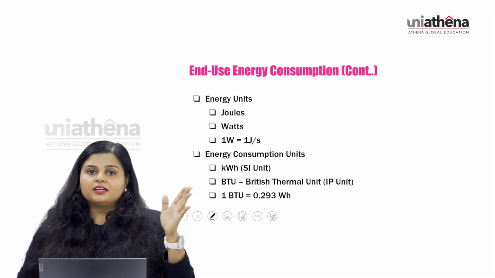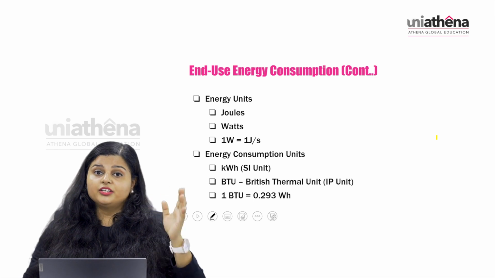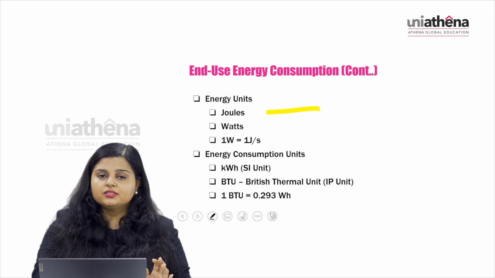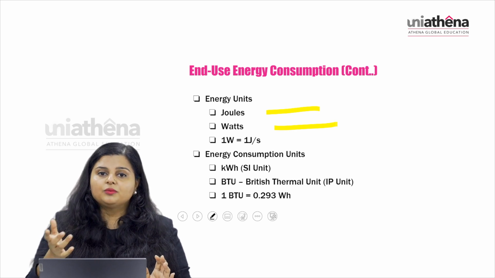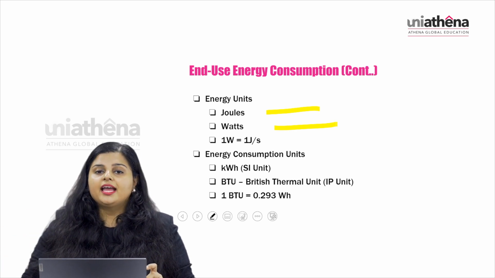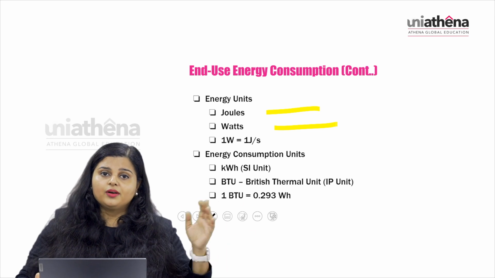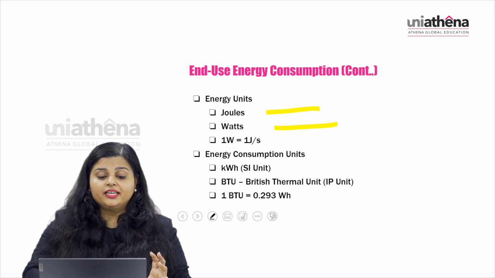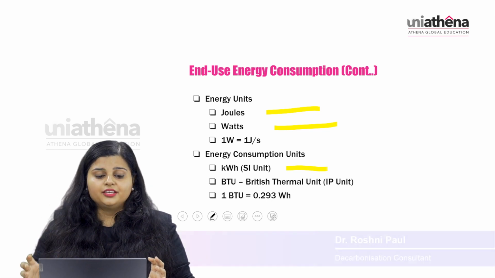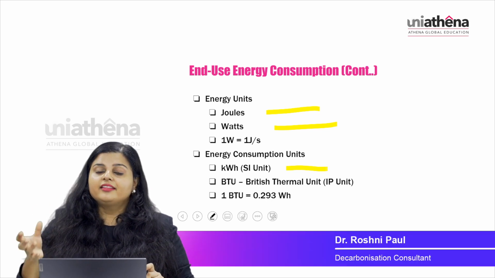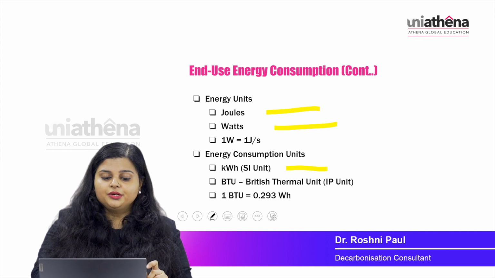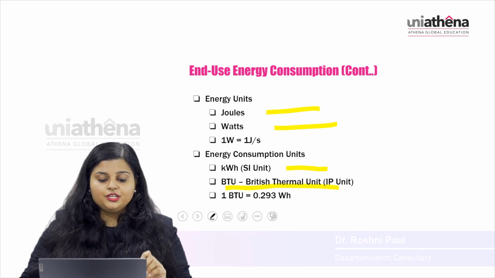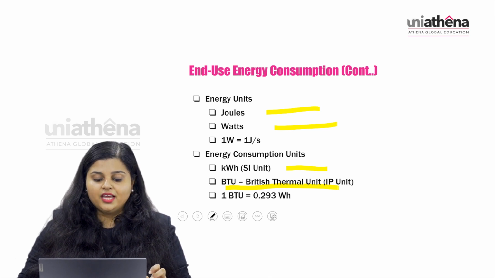Now to give you an idea of the units: the end energy units are given in joules. Watts, is there a conversion factor? Yes, 1 watt equals 1 joule per second. And energy consumption units, as we saw in the global end energy consumption, are always shown in kilowatt hours, and that is the SI unit of energy consumption. There is another unit which is known as the BTU, or the British thermal unit, and there is a conversion factor where 1 BTU equals 0.293 watt hours.